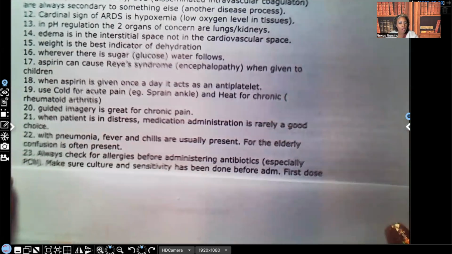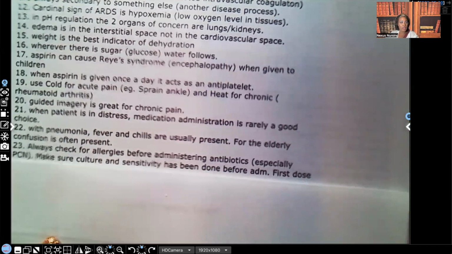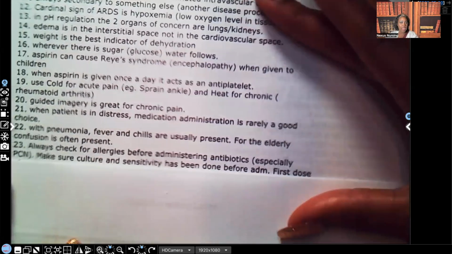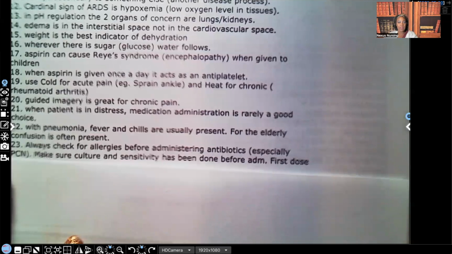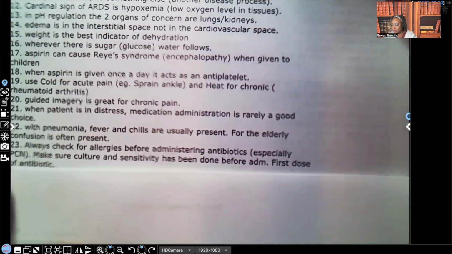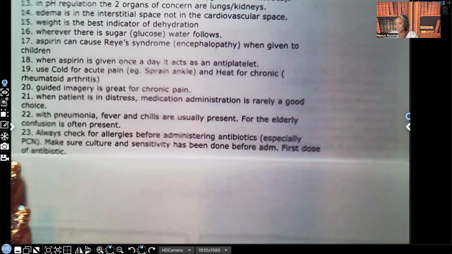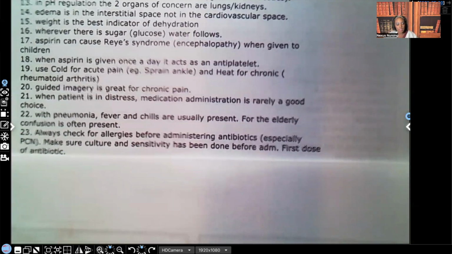Number 23, always check for allergies before administering antibiotics, especially penicillin. Make sure culture and sensitivity has been done before administering the first dose of antibiotic. So, something that I didn't see here, but you definitely need to know it for testing purposes: if a patient is allergic to penicillin, you're not going to give them a cephalosporin. If they're allergic to cephalosporin, you are not going to give them a penicillin, because there are certain properties that are in both of those medications, and you don't want to take that chance. That property of the medication is what the patient is allergic to. So that is very important.